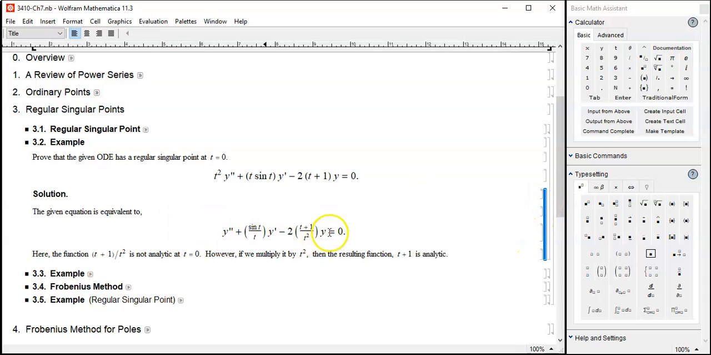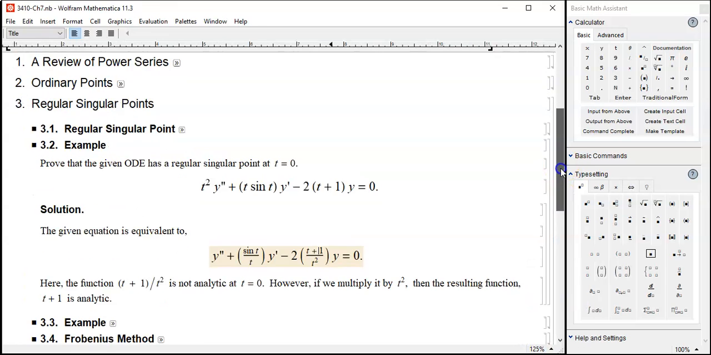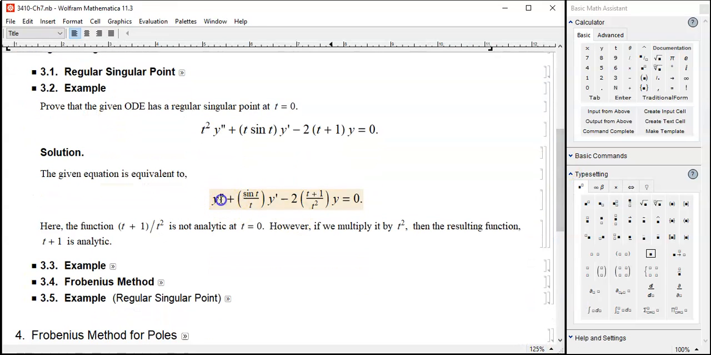You see? This is second derivative, first derivative, 0 derivative. But look at the denominator. Let me expand the font. You have the denominator, it's hard to see. Second derivative, first derivative, 0 derivative. But if you look at the denominator, it's backward. Second power, first power, 0 power. Okay? That's an indication of a regular singular point.